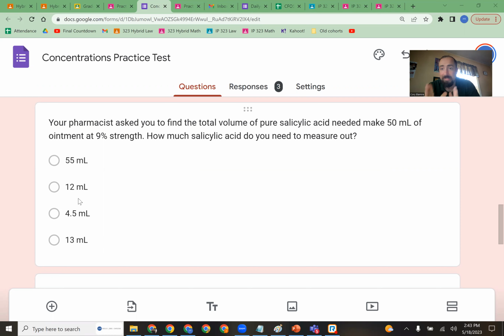Everything you need is spelled out right here in the problem. You are making 50 milliliters of ointment. It's 9% strength. So how much drug, salicylic acid, is in there? 50 milliliters times 9% expressed as a decimal, 0.09, is 4.5. Boom, answer C. Done. Moving on.